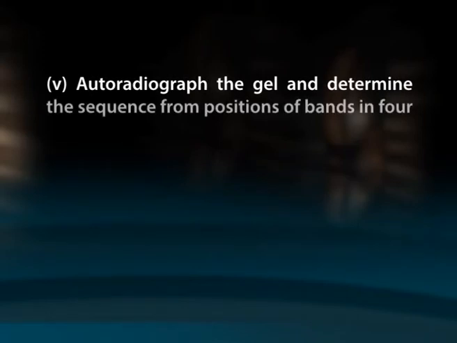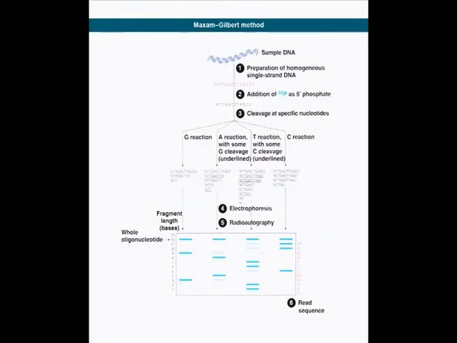The DNA fragments are run through gel electrophoresis. Electrophorese each of the 4 samples in 4 different lanes of the gel. Fifth step, autoradiograph the gel and determine the sequence from the positions of bands in the 4 lanes as shown in the figure. 4 base-specific chemical samples are produced. To visualize the fragments, the gel is exposed to X-ray film for autoradiography, yielding a series of dark bands, each showing the location of identical radio-labeled DNA molecules.